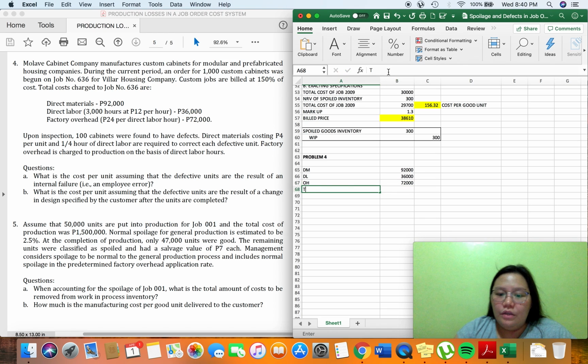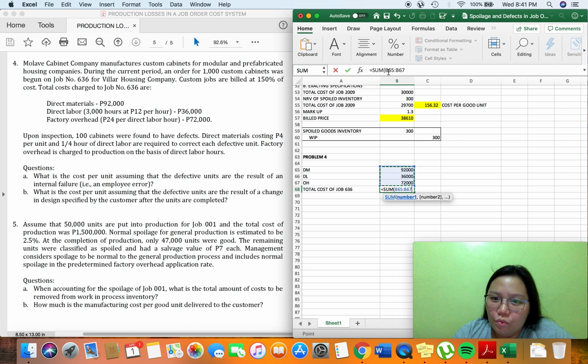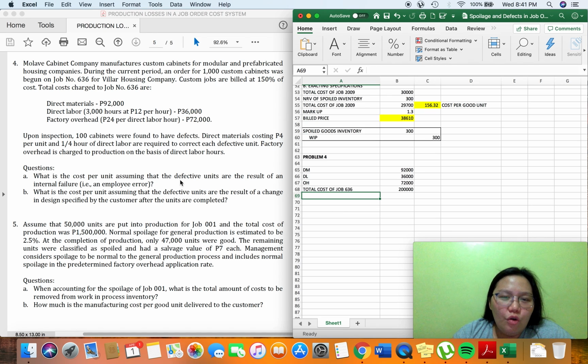So the total cost of job 636 is equal to 200,000. Now, after computing for the total cost of job 636, the next thing we're going to do is to compute for the total rework cost.